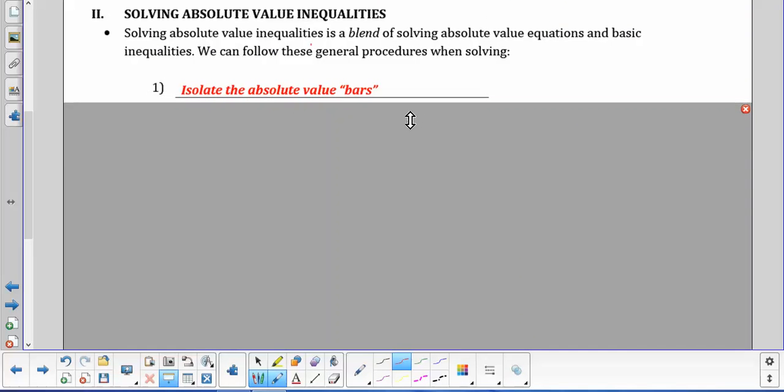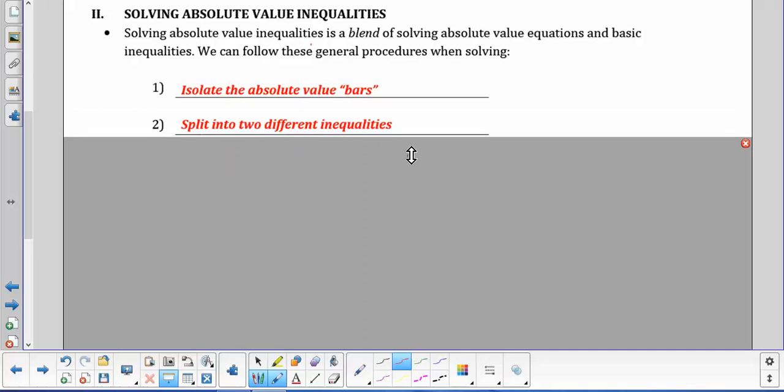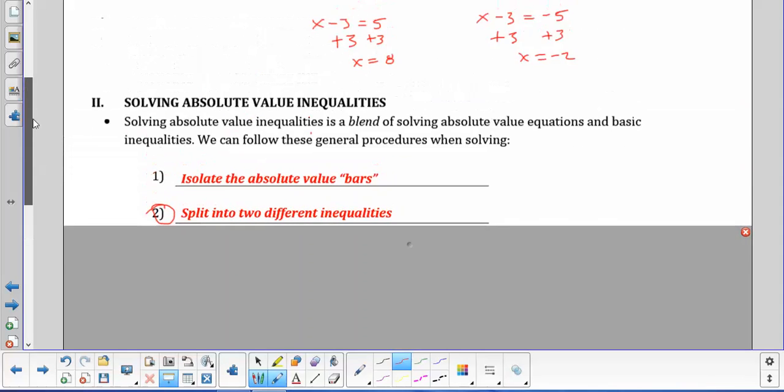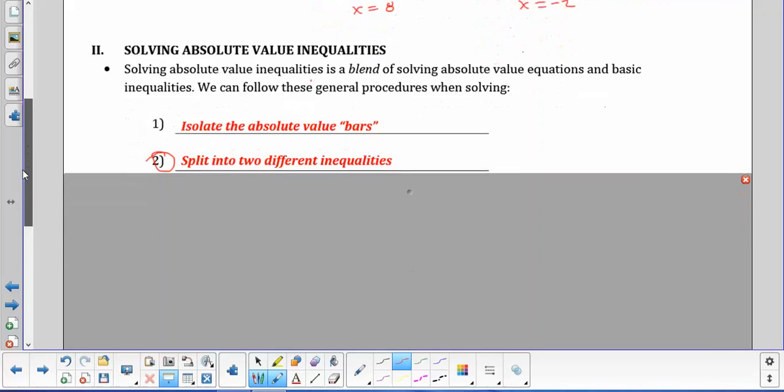Alright, first thing we need to focus on is isolating the absolute value bars. This is the same premise as when we were solving equations. Get those absolute value bars by themselves. That's your number one goal. Once you do that, this is the funky part. Step number 2 is going to be the funky part. Split into two different inequalities. We saw above, we split this into positive 5 and negative 5. Positive 5, negative 5. A similar thing is going to happen.